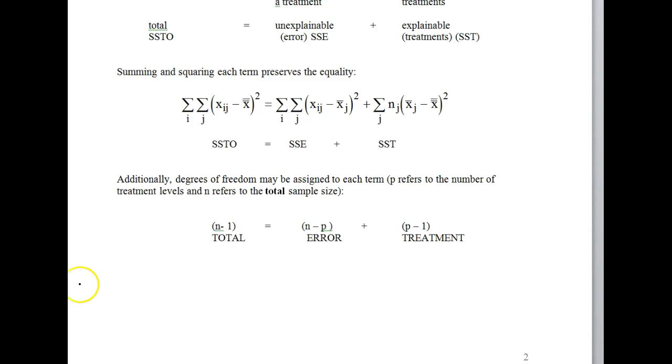All right, so where were we? We were at the degrees of freedom error. So degrees of freedom error is going to be the total number of pieces of data minus the total number of treatments, P. So right, there's 3 treatments. So this would be 12 minus 3 equals 9. And then the degrees of freedom of the treatments is just going to be the total number of treatments minus 1. So P minus 1, so 2.